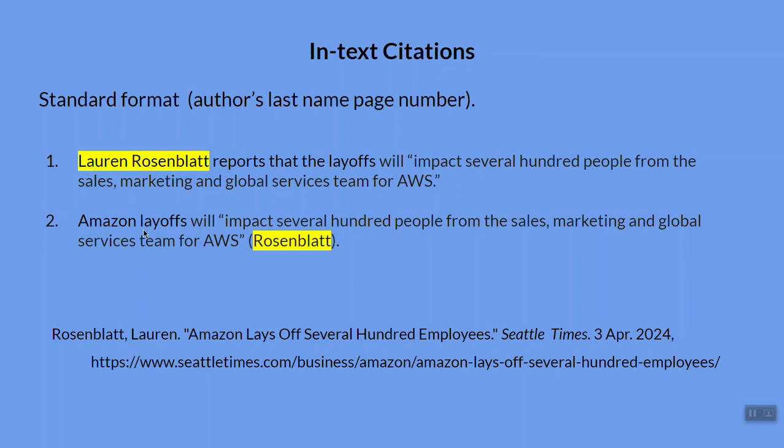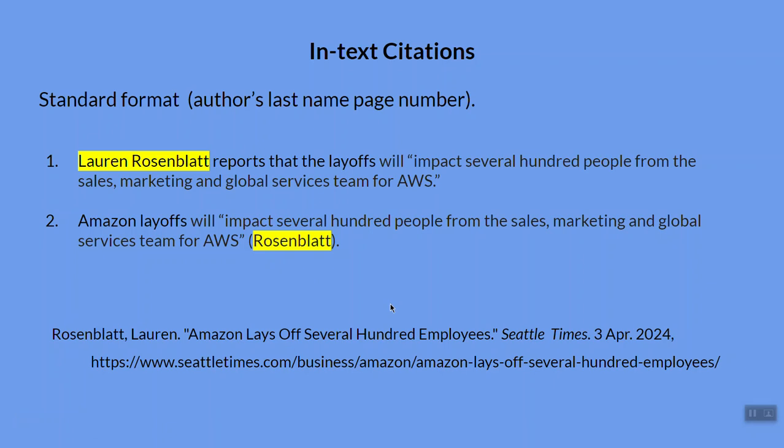The other example, though, is if you do not name the author: Amazon Layups will, and then the quote, then you put the author's name at the very end in parentheses with the period outside the parentheses. And basically both formats are telling your reader or whoever's seeing your presentation to go look at the works cited list. Your works cited list is always alphabetical by last name. They will know to look for an R and they'll find it here. They can then go look it up themselves. So that's how you do an in-text citation.